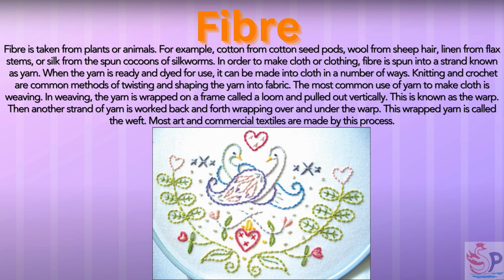Fiber. Fiber is taken from plants or animals. For example, cotton from cotton seed pods, wool from sheep hair, linen from flax stems, or silk from the spun cocoons of silkworms. In order to make cloth or clothing, fiber is spun into a strand known as yarn.